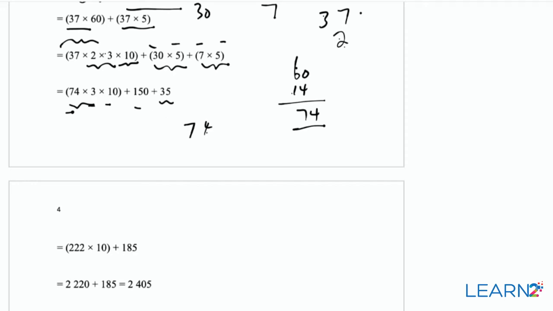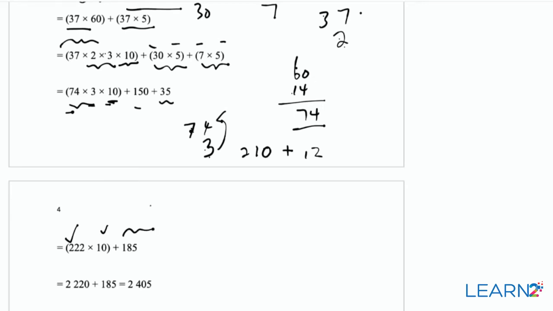How would we do 74 times 3? What's the best way? Well, what is 70 times 3? Or what is 7 times 3? 7 times 3 is 21, but we're doing 70. So 70 times 3 is 210. What is 3 times 4? 12. What's 210 plus 12? 222. So that's that number. That then gets multiplied by 10.